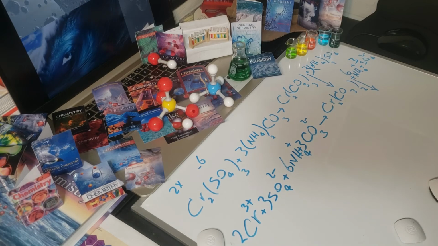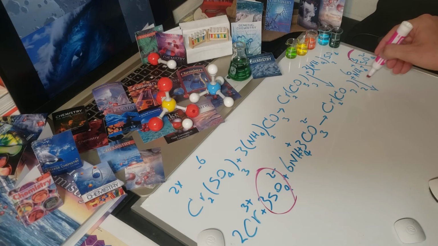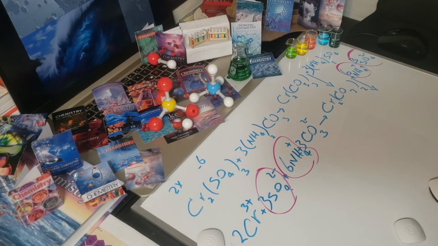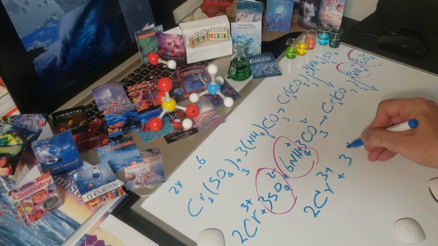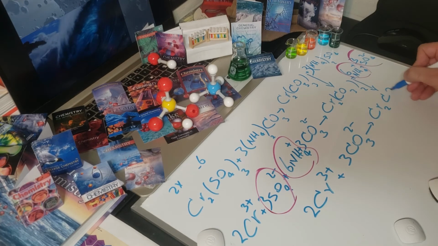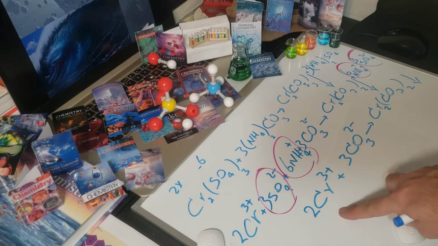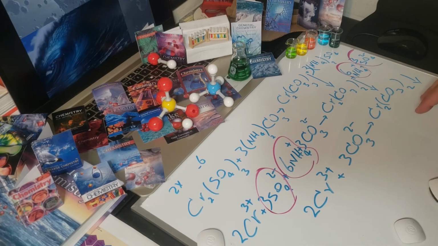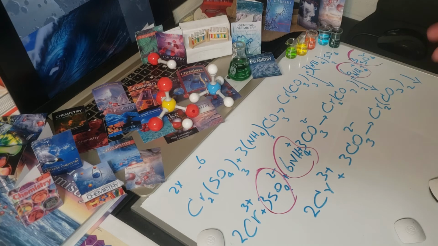Okay, so the 3 sulfates on both sides and the 6 ammonium on both sides are going to be your spectators, and if I just put down the remaining, that will give me my net ionic equation. Okay, so that's going to be your net ionic. 3 carbonates, 2 chromium triple plus or 2 chromic ions, and then Cr2(CO3)3, chromic carbonate, is your precipitate.